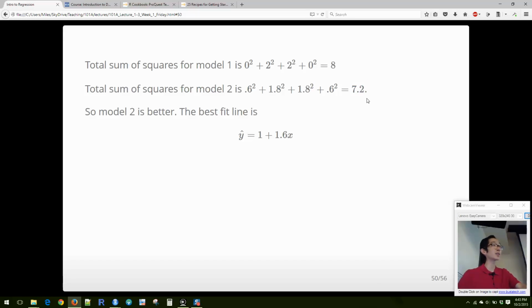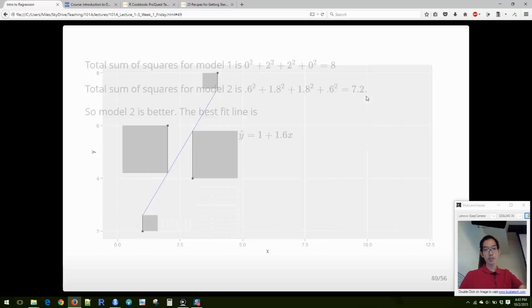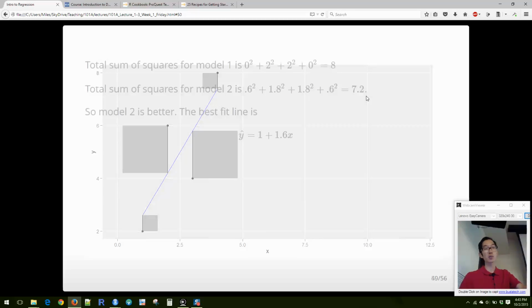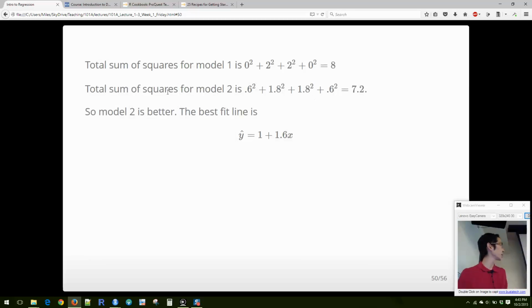So they're very close. They're only off by about 10% of each other. But if you look, the blue line has ever so slightly less sum of squares, okay? So model 2, the blue line, is better according to our evaluation criteria. And so our best fit line is y hat equal to 1 plus 1.6x. Okay, is that good, how we pick out the best fit line?